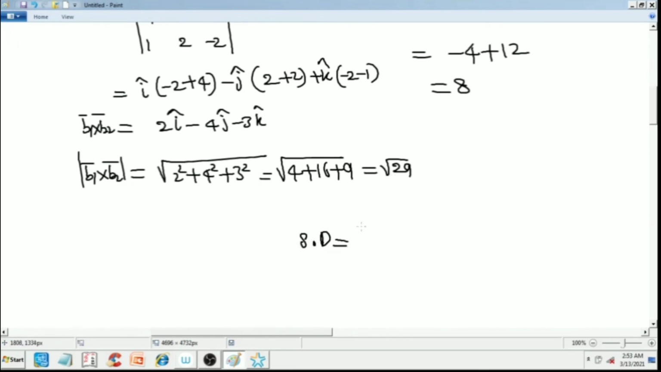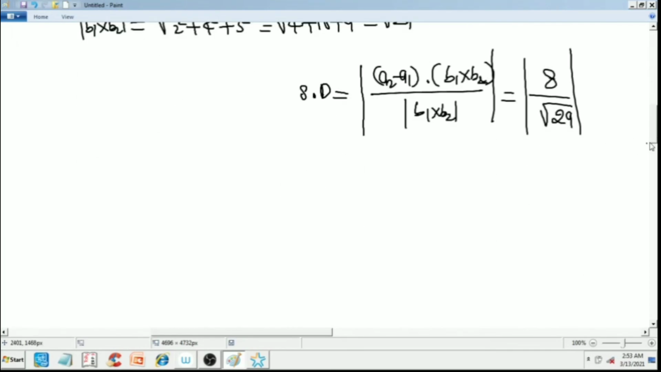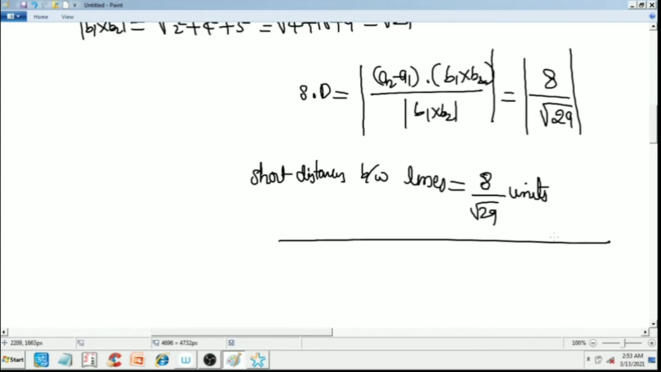Shortest distance between them is (a2 minus a1) dot (b1 cross b2) divided by the magnitude of b1 cross b2. So the dot product is 8, divided by root over 29. Hence this is the shortest distance between them. The shortest distance between the lines is equal to 8 by root 29 units. This is the solution.